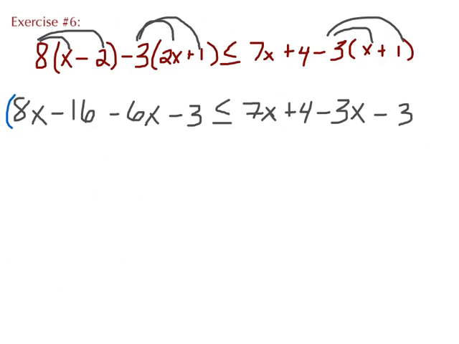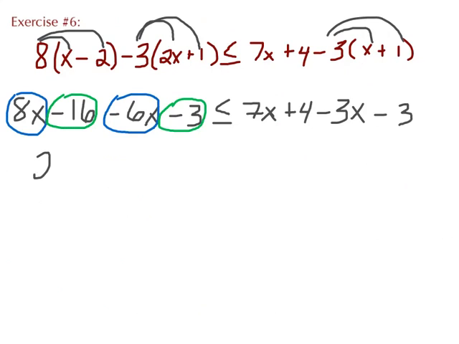Well, I see 8x and negative 6x. And the nice thing is I have different colors that I can use at will. And then I have negative 16 and negative 3. If you have colored pencils, I suggest you use them. 8x minus 6x is going to give me 2x. Negative 16 minus 3 is going to give me negative 19.